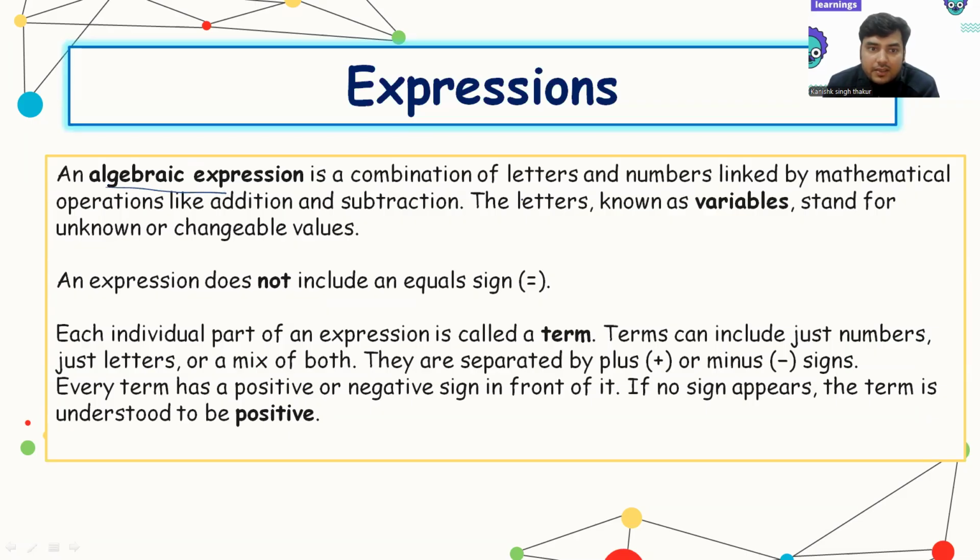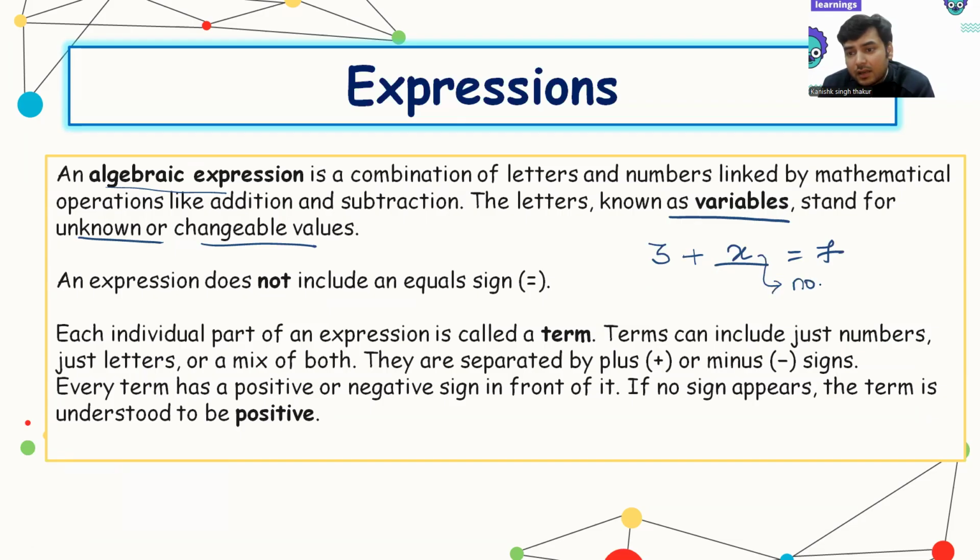An algebraic expression is a combination of letters and numbers, and the letters, known as variables, stand for something unknown or changeable. Suppose I write an expression like this: 3 plus something added gives me 7. Instead of writing fill in the blanks, I write x in place of that so that it is easier for me to represent. Remember, this variable is nothing but a number, for now one whose value you do not know. That is the reason why you represent it with the help of a letter.